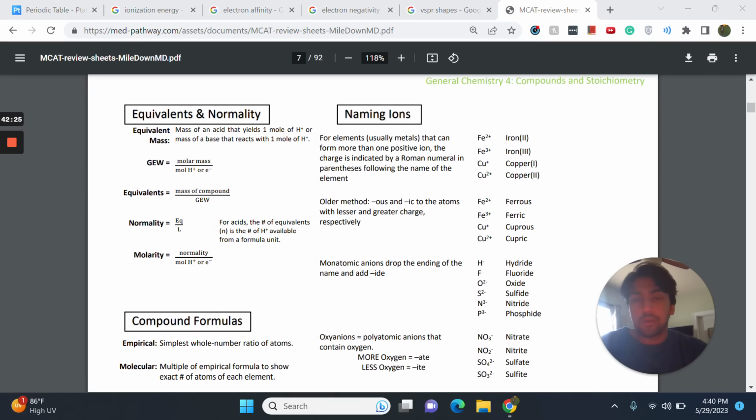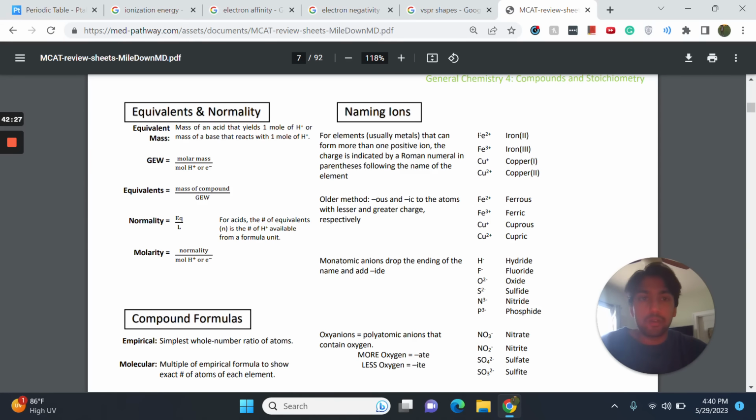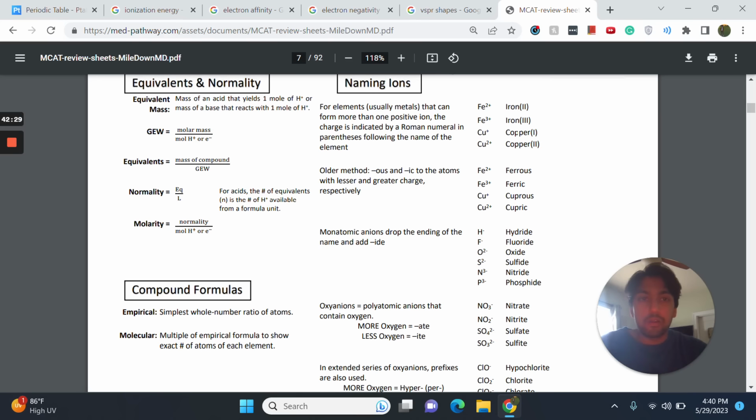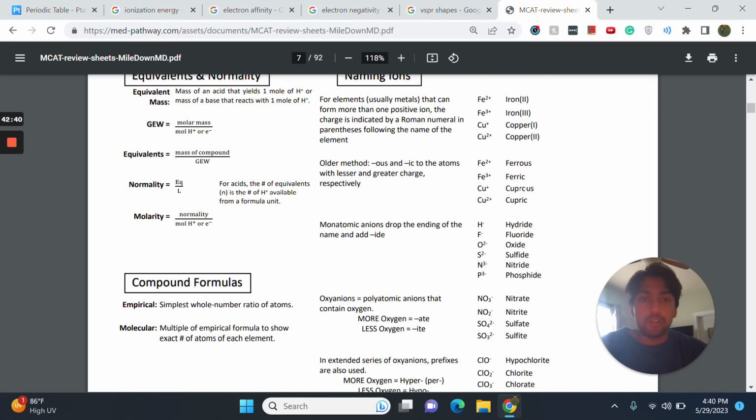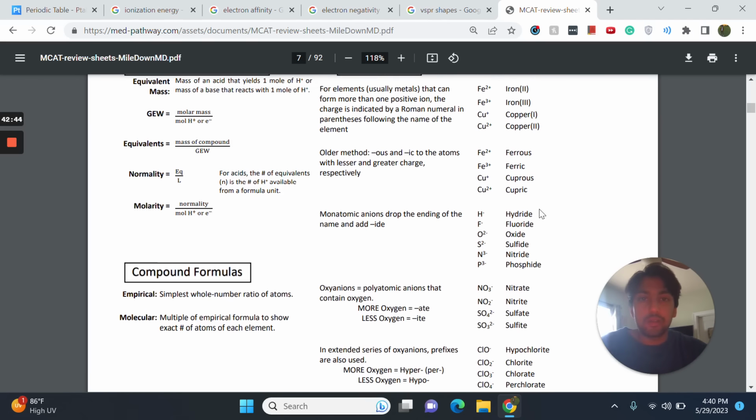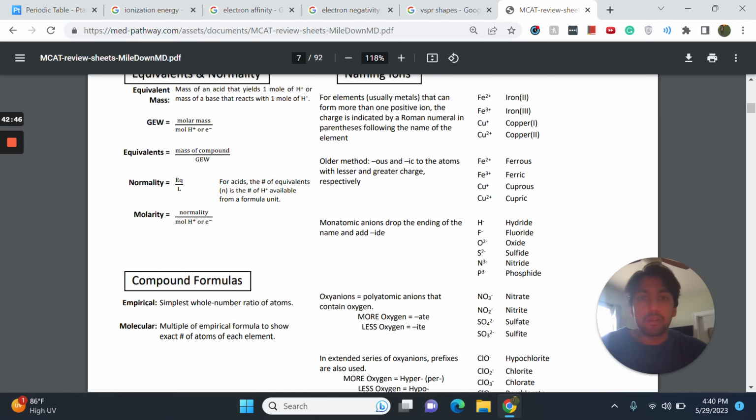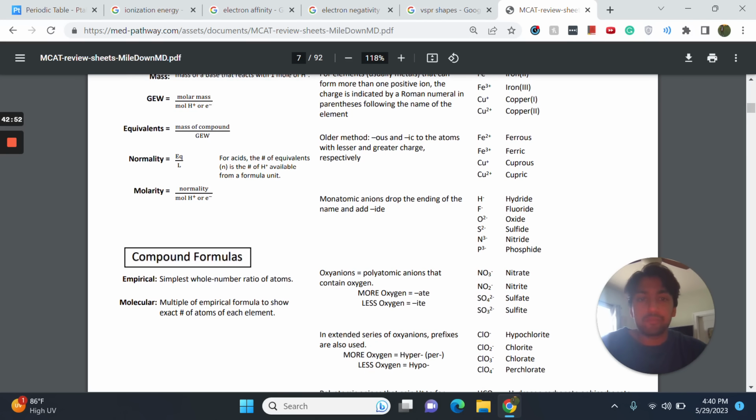Okay, the naming of ions is kind of important. You want to know that if you're looking at iron 2, then it's ferrous, and if you're looking at iron 3, then it's ferric. This refers to the ion, the cation, right? So if it's Cu+, then it's cuprous, and if it's Cu2+, then it's cupric. So basically, the thing to remember is that it's -ous or -ic, depending on the lesser or greater charge, right?